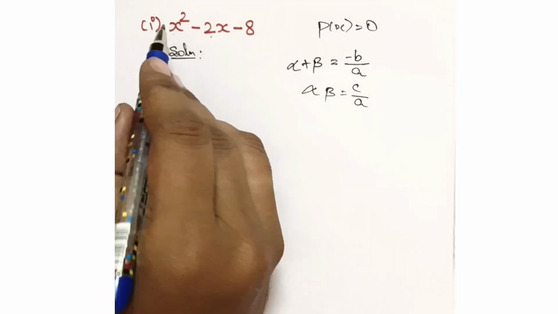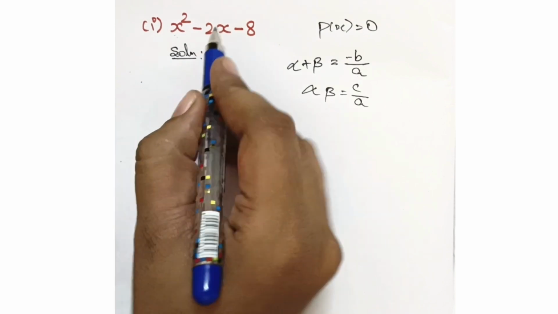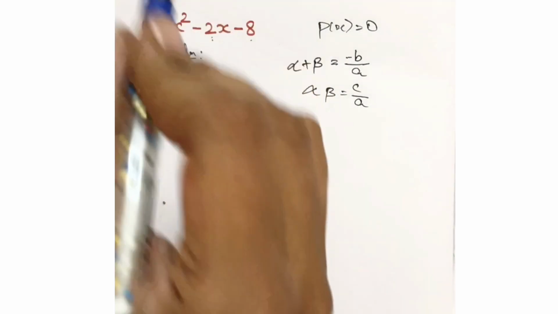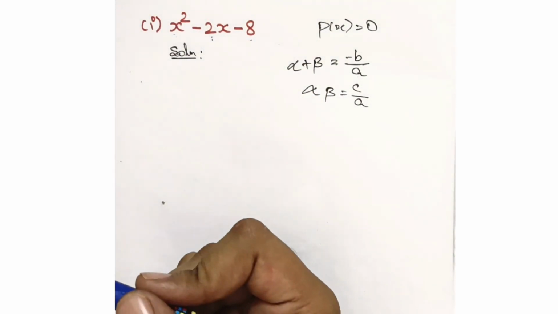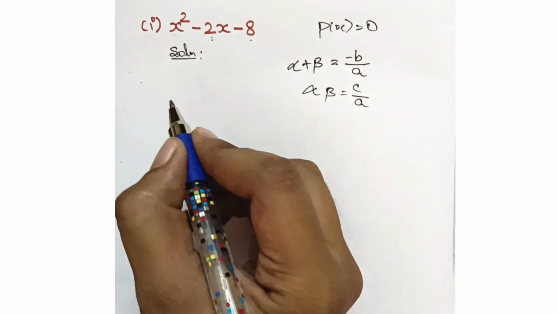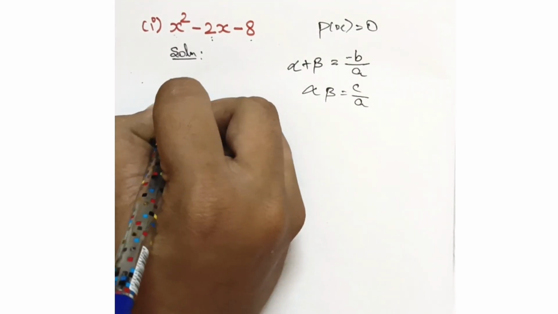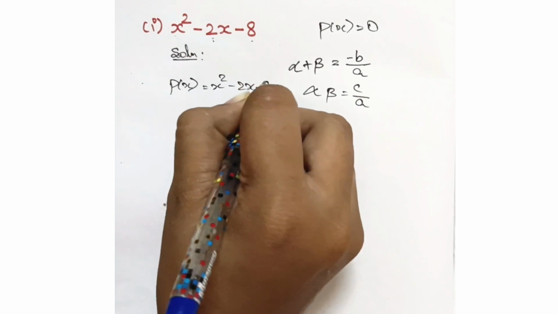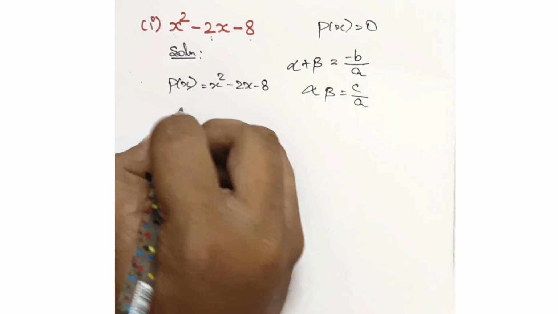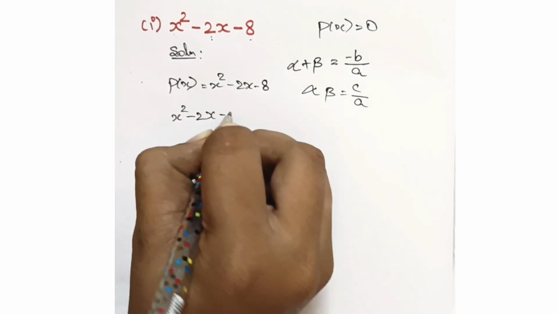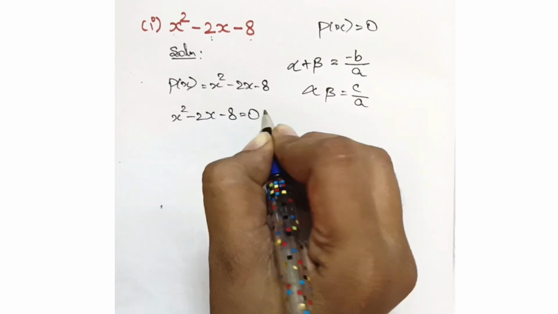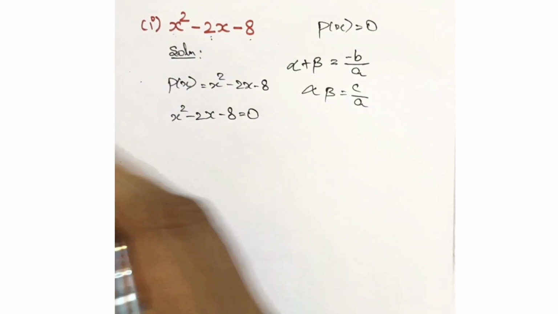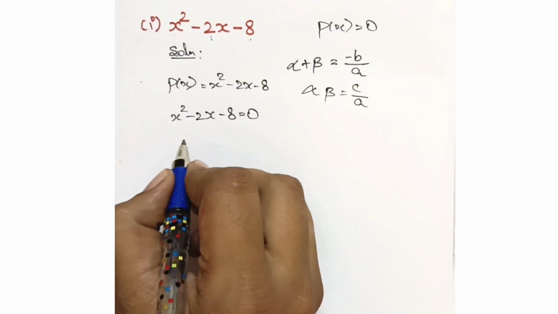The first question is x square minus 2x minus 8. First we are going to find the zeros of this polynomial. How can we find the zeros of this polynomial? Here the polynomial is x square minus 2x minus 8. First, equate this polynomial to 0. Next, factorize this quadratic polynomial.